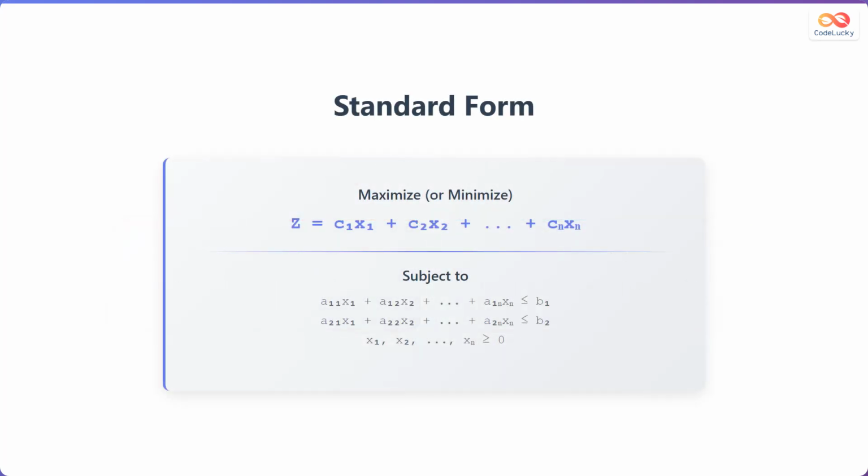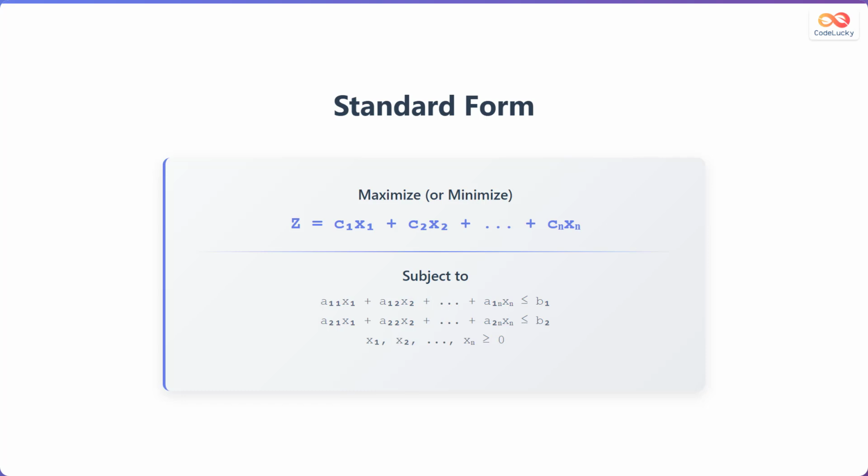Let's look at the standard form of a linear programming problem. We aim to maximize or minimize an objective function, which is represented as capital Z equals C1 times x1 plus C2 times x2, and so on up to Cn times xn. This is subject to a set of constraints.